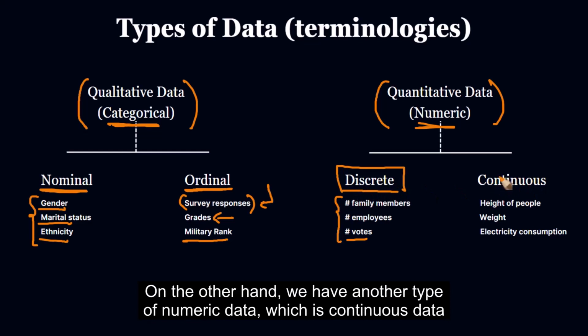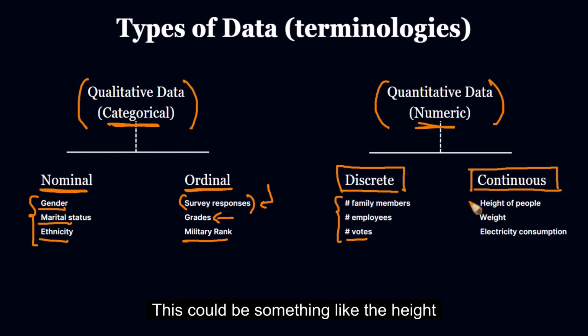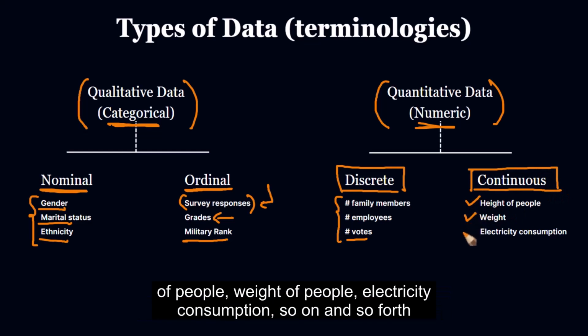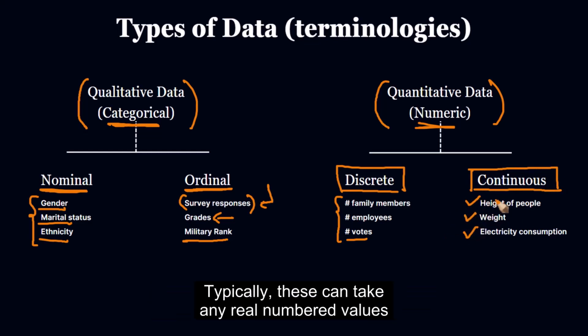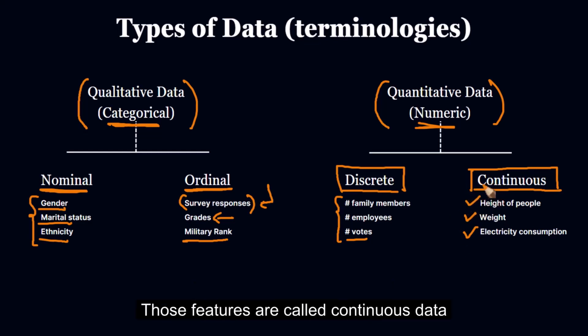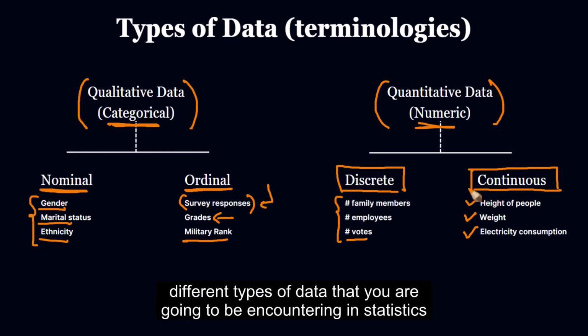On the other hand, we have another type of numeric data, which is continuous data. This could be something like the height of people, weight of people, electricity consumption, and so on. Typically, these can take any real-numbered values. Those kinds of features are called continuous data. So that's all there is to it. These are the four different types of data that you are going to be encountering in statistics.